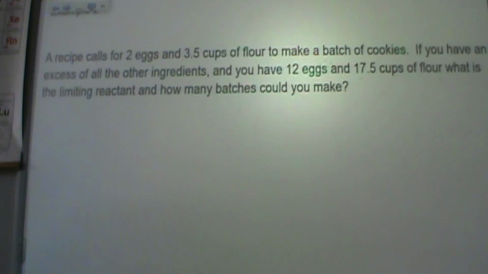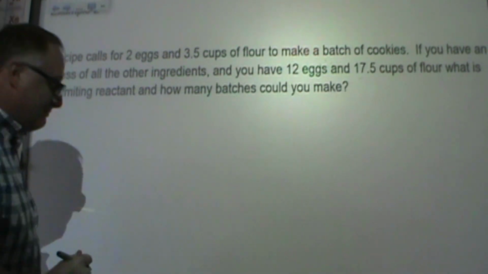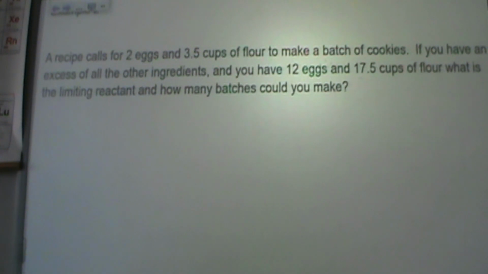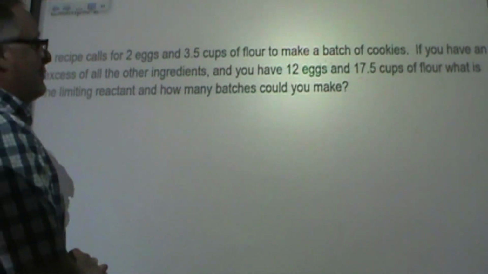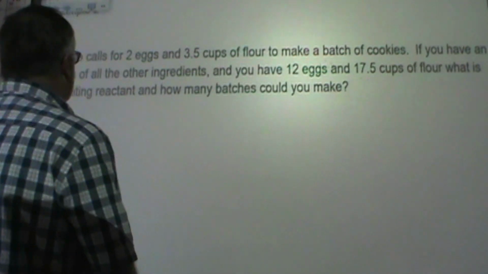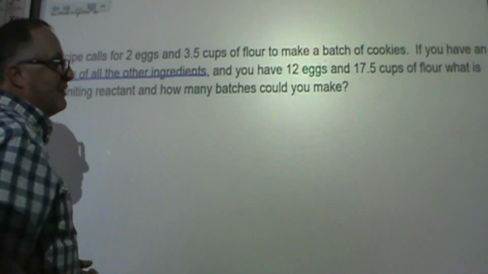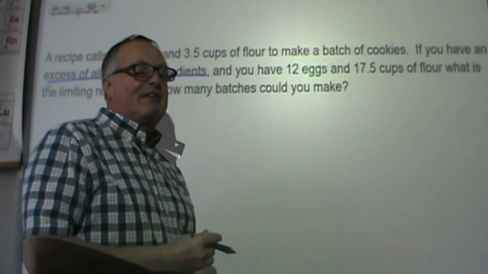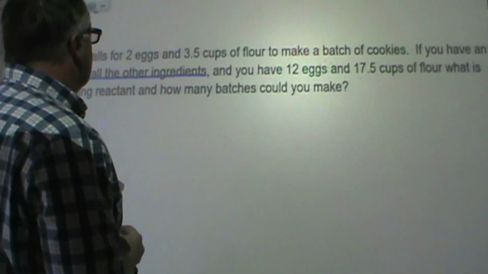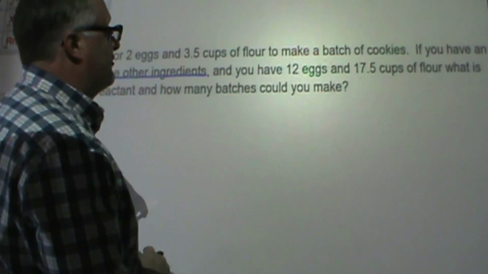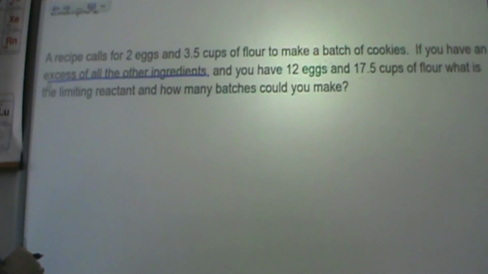Example 2, this is one that Mrs. Lovegren would use. A recipe calls for 2 eggs and 3½ cups of flour to make a batch of cookies. Now we're going to talk about all the other ingredients. We're going to say we have an excess of all the other ingredients. You can't really make cookies out of just eggs and flour. That would be more like baked paste or glue of some kind.